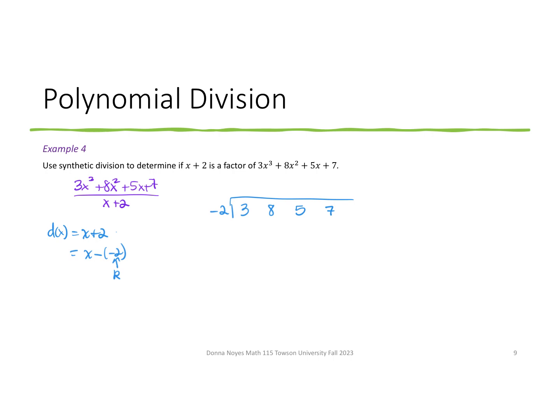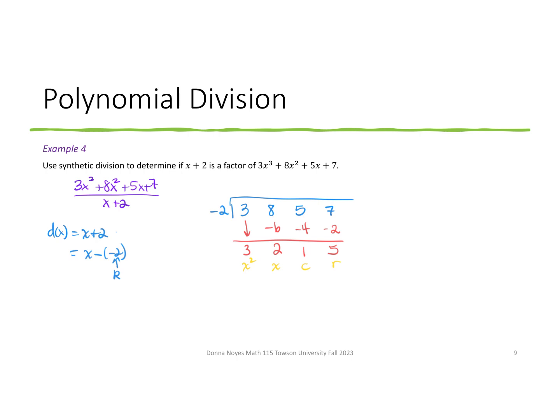Hopefully you took a moment to do that and didn't just let it play. Our first step is to drop the 3 down, then 3 times negative 2, right? 3 times k, and k is negative 2 this time, gives us a negative 6. 8 minus 6 is 2. 2 times negative 2 gives us negative 4. 5 minus 4 is 1, and 1 times negative 2 is negative 2. So this time we have a remainder. So we have our x squareds, our x's, our constants, and our remainder.